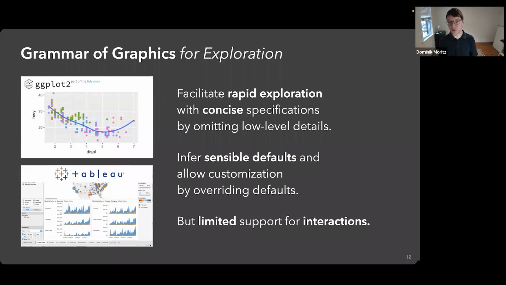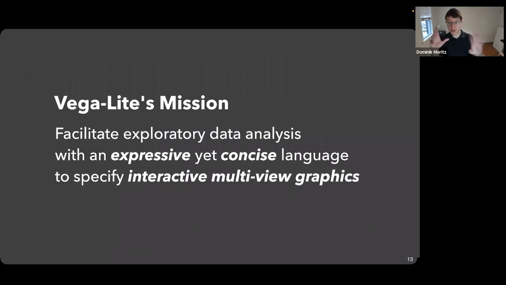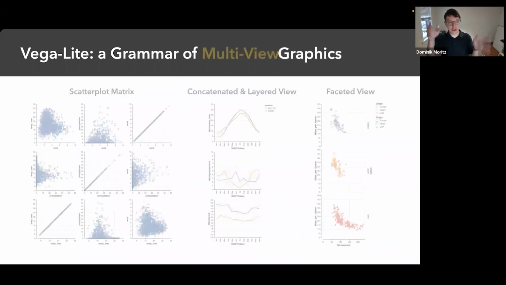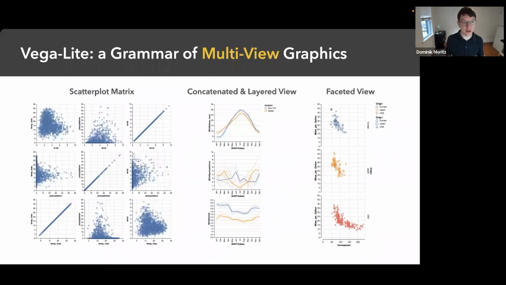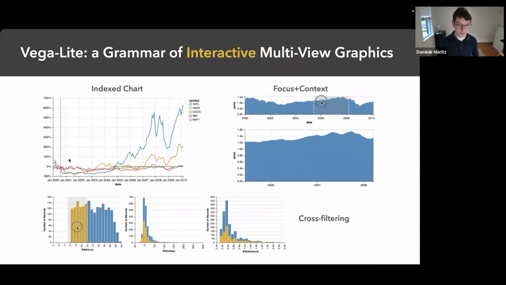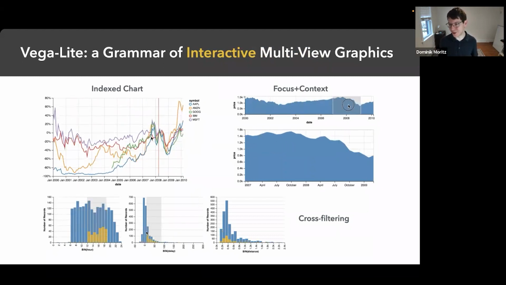And so our mission for Vega-Lite was to build a library that facilitates exploratory data analysis with an expressive yet concise language to specify interactive multi-view graphics. So that's a mouthful. So just going over it again. With Vega-Lite, we can create a broad range of visual encodings, including histograms, error charts, and so on. We can compose these graphics or these views into multi-view graphics, and then make them interactive using a grammar of interaction. And all of this is in one unified language.